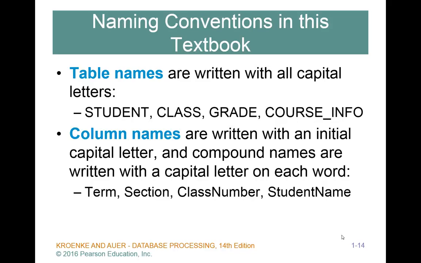The book uses specific naming conventions. In the textbook, table names are written with all capital letters. So if you see all capital letters, like STUDENT, CLASS, GRADE, those represent tables. Column names are written with an initial capital letter, and compound names are written with a capital letter on each word. Examples of compound names would be ClassNumber and StudentName. Notice the C and the N, and the S and the N, in those compound names are capitalized. Those are the naming conventions that the textbook uses.